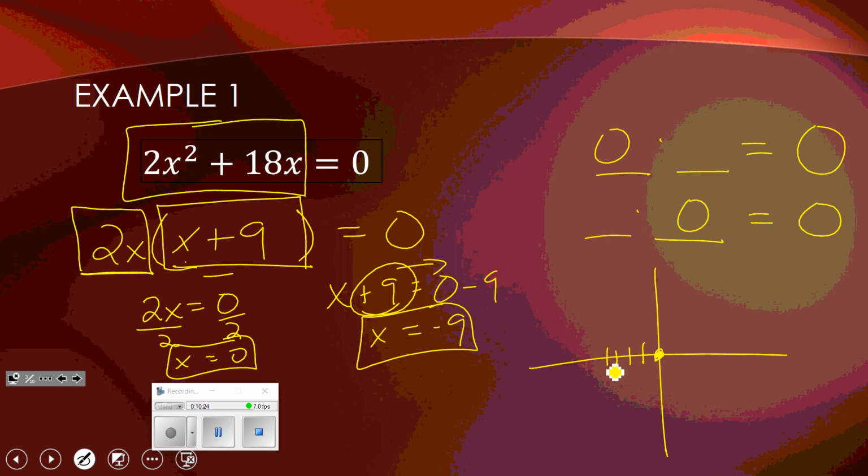1, 2, 3, 4, 5, 6, 7, 8, 9. Negative 9. And it would look something like so. Take a minute and put it in your calculator and check it. See if it's crossing at 0 and negative 9.